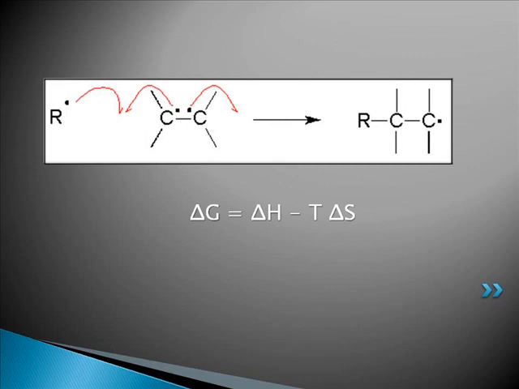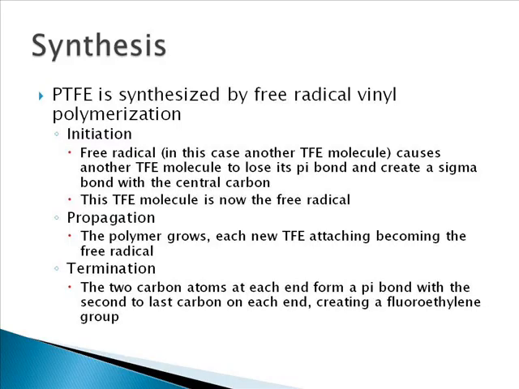Notice the equation for Gibbs free energy, where the change in Gibbs free energy is equal to the change in enthalpy minus temperature times the change in entropy. When temperature gets big enough, the change in Gibbs free energy becomes negative, meaning the reaction is spontaneous and polymerization goes to completion. The last stage of free radical vinyl polymerization is termination, where the 2 carbon atoms at each end form a pi bond with a second to last carbon, creating a tetrafluoroethylene group.